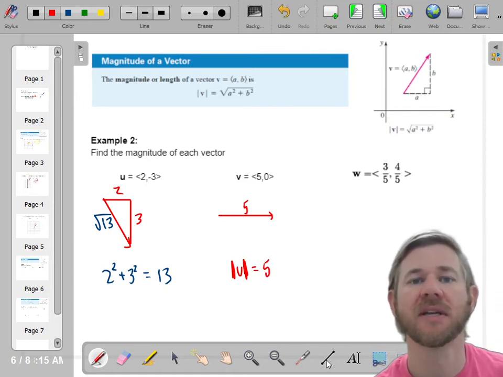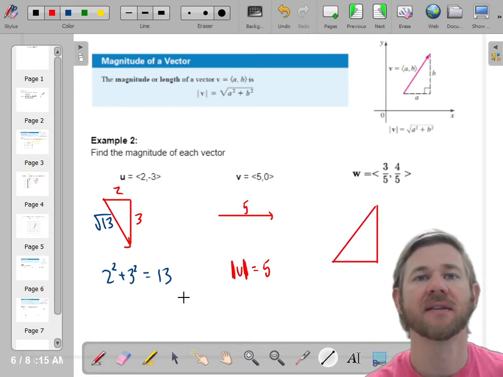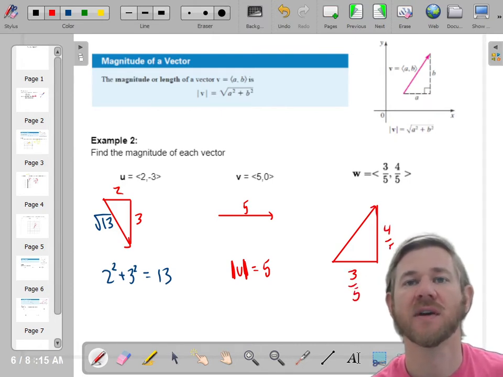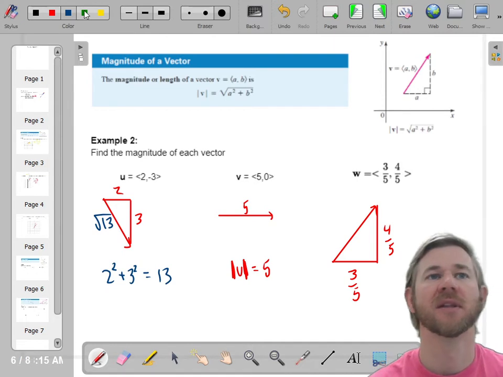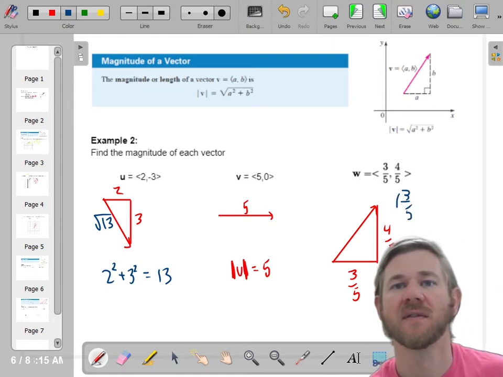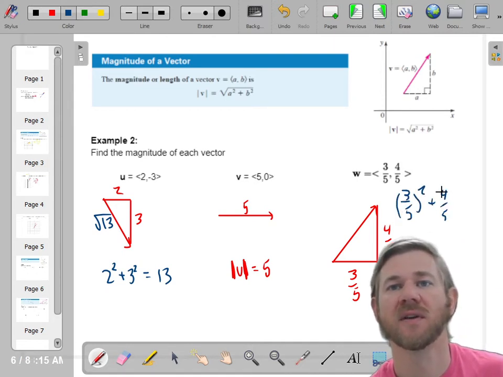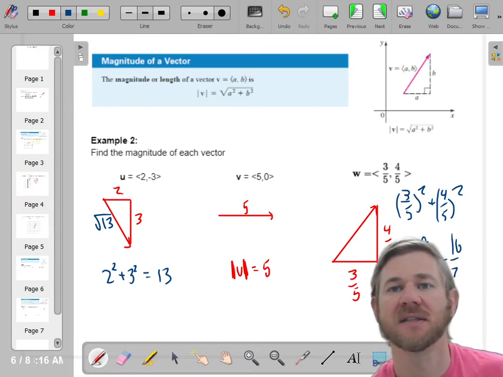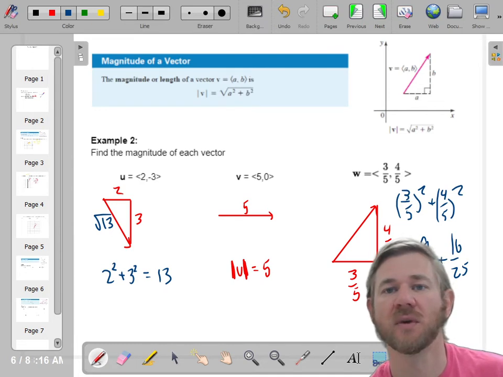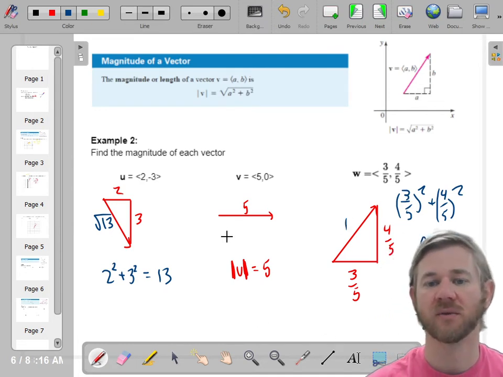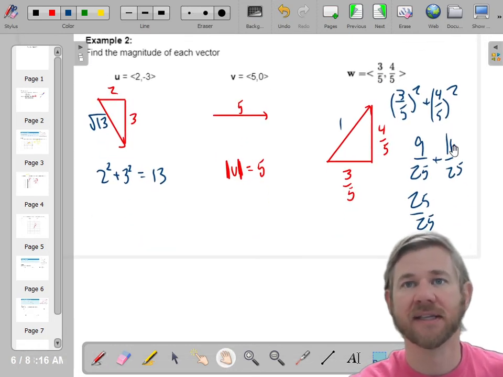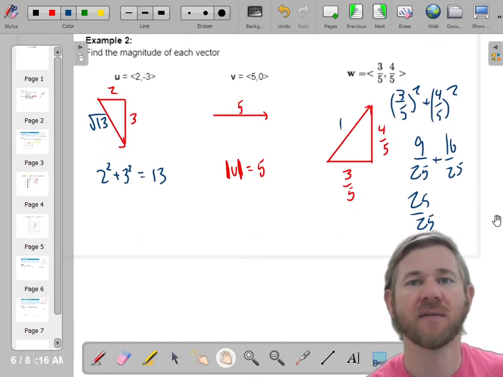And last thing, 3/5, 4/5. If I go right 3/5 and up 4/5, what is the length of this diagonal? This is 3/5, this is 4/5. I'm pretty sure it's going to be 5/5, but let's actually work it out. 3/5 squared plus 4/5 squared is 9/25 plus 16/25, which is 25/25, which, hey, that's 1. So we call that a unit vector. If you have 9 plus 16, you get 25, and 25 over 25 is 1.